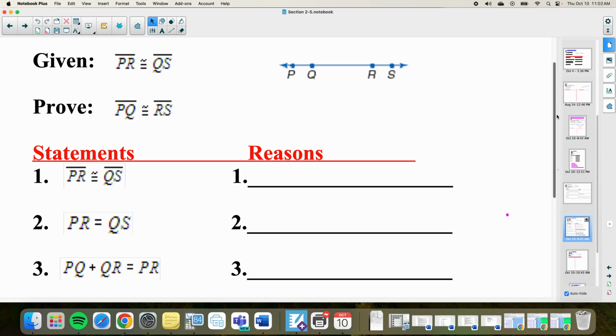So if we look at this proof, first of all, if you're going to do a proof on paper, you have to write out the given, you have to write out the proof, you have to draw the diagram. Using the diagram is so important. It's not just for this chapter, but especially when we get into the next chapter. So what we're gonna do here, we're given step 1, so this is just going to be given.